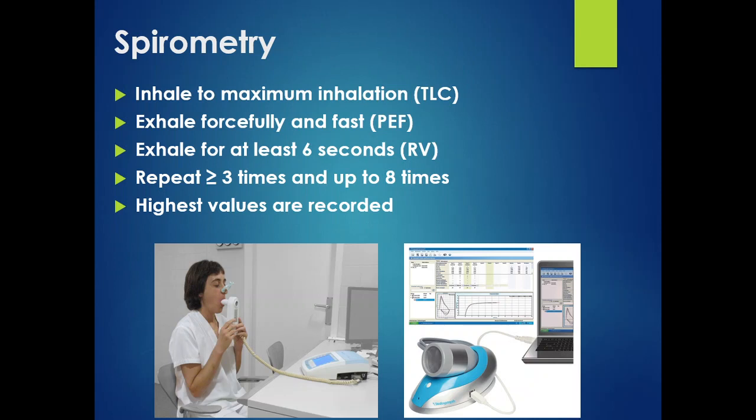And during this maneuver, we measure the forced vital capacity, the FEV1, and the peak expiratory flow, and I'll show you that in the graph. And we repeat that a minimum of 3 times and up to 8 times until we get the best 3 maneuvers. From them we calculate the best FVC, the best FEV1, and from that we get the FEV1/FVC ratio.